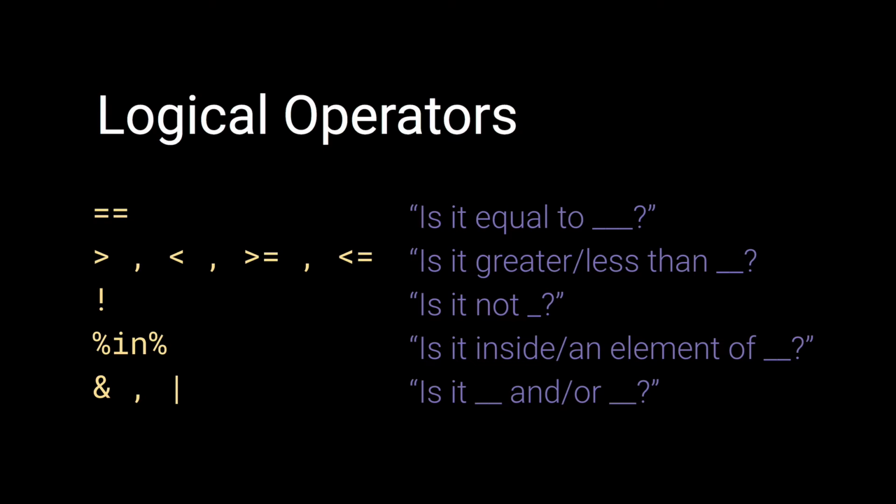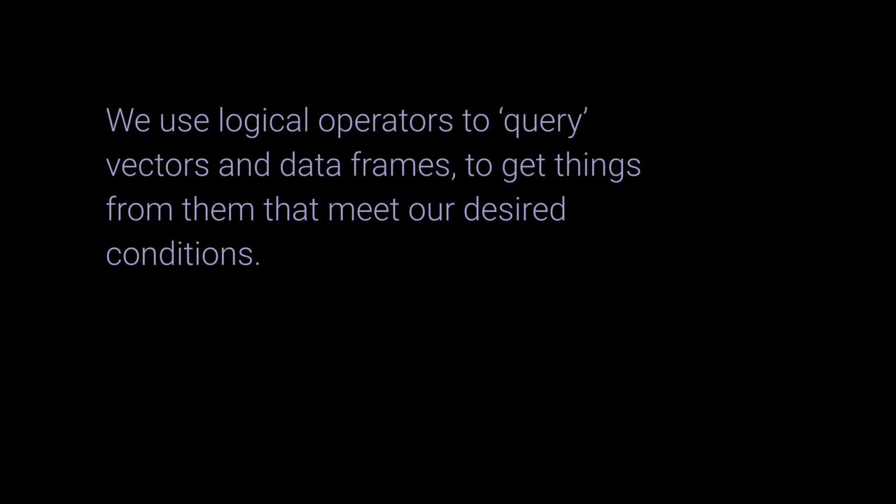These will make much more sense once we switch over to R, but I just want to zoom out for a second to let you know where we're going and why we're going there. We're using these logical operators to, again, ask questions of our vectors and our data frames to get things from them that meet our desired conditions, like, for example, subsetting your data, or how many observations there are after a certain year, etc. This is a way to get there.